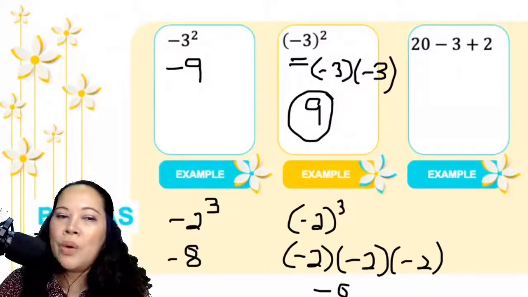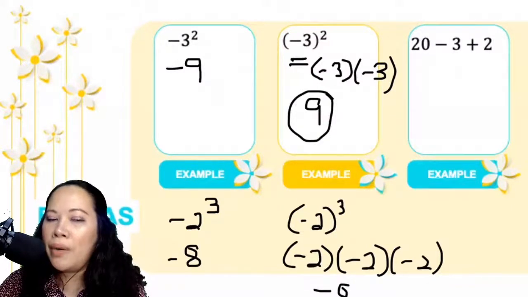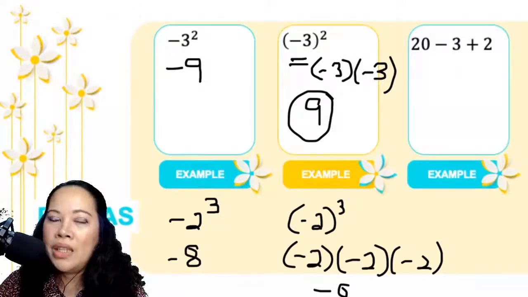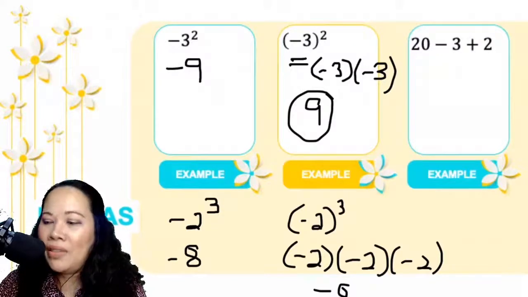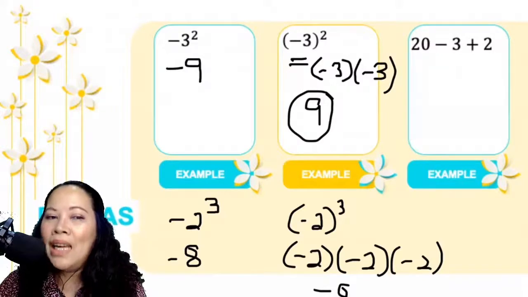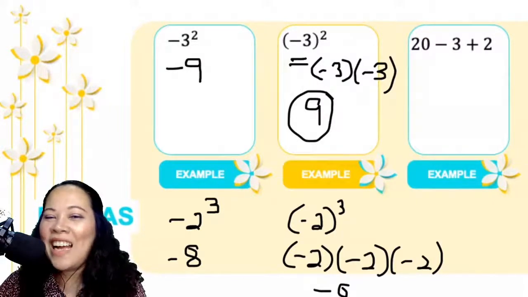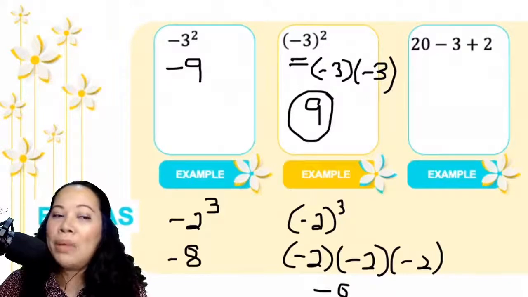All right. So if we have the operations 20 minus 3 plus 2, again, if we have multiple operations, as I have mentioned, positive and negative, or plus and minus is of the same level. So with the same precedence, it will be left to right.